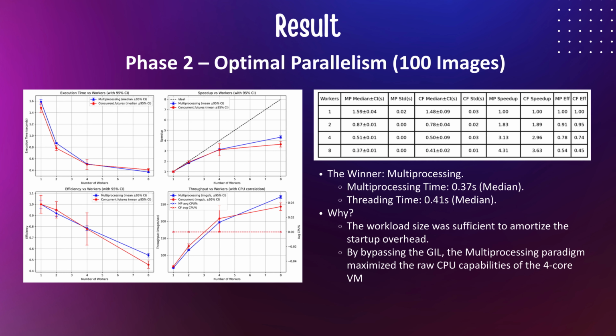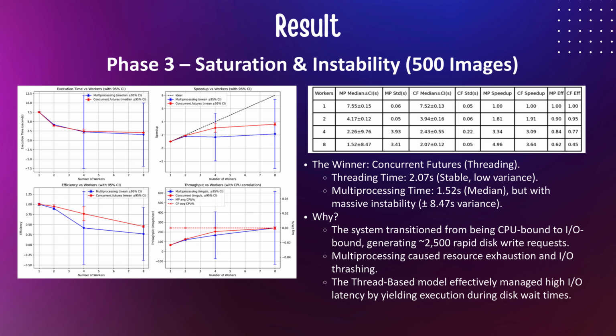When we increase the load to 100 images, the tables turn. Multiprocessing took the lead at 0.37 seconds. Here, the workload was large enough to justify the startup cost. Because multiprocessing bypasses the Python GIL, it could fully utilize the raw calculation power of our 4 physical cores, processing the matrices faster than the threading model.